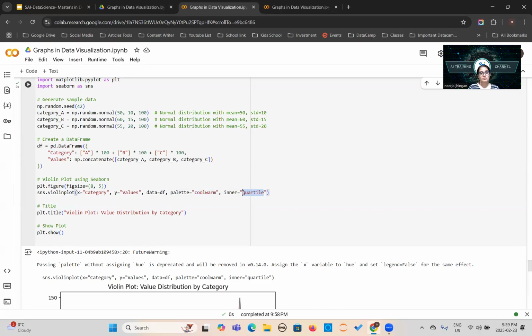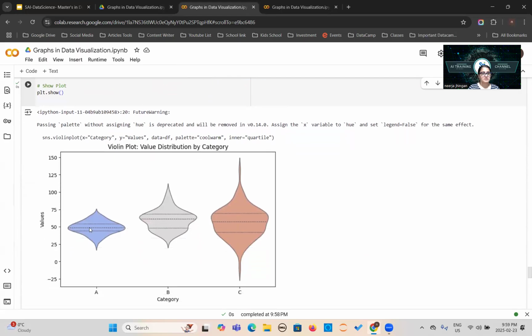Inner, they want to show the quantile. So look at this, this is the quantile: Q1, median and maximum. These dotted lines show the tail skewness in the data. Outliers exist in this.